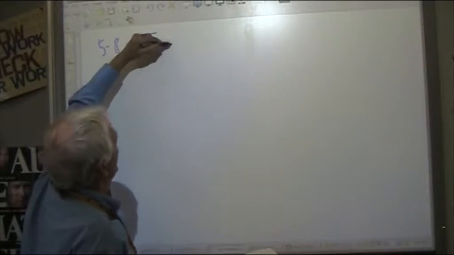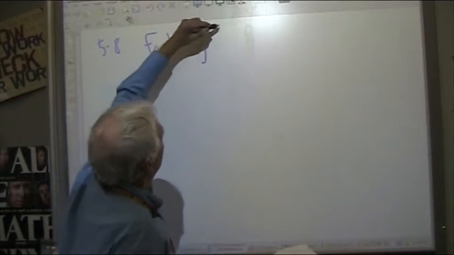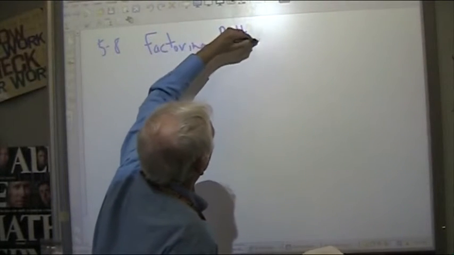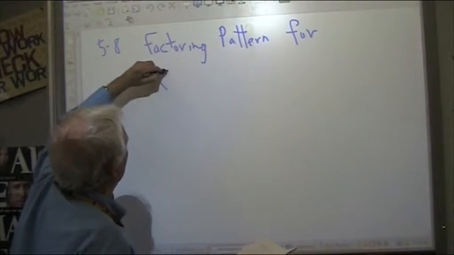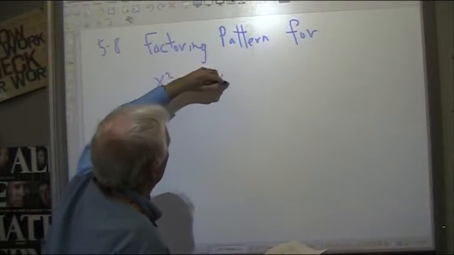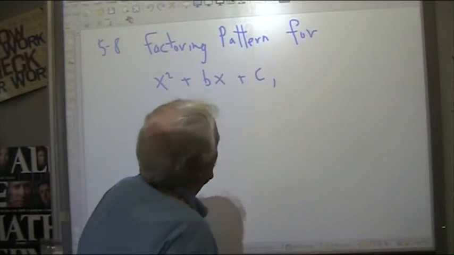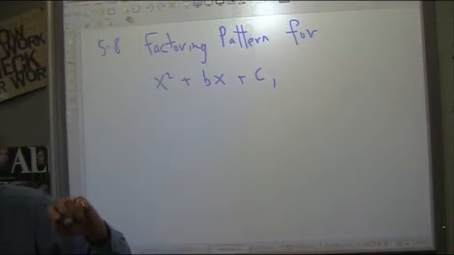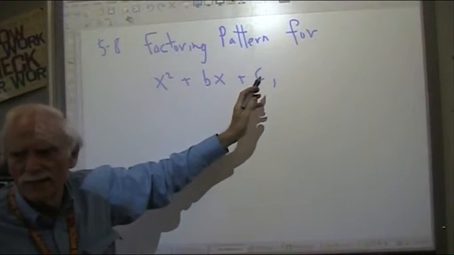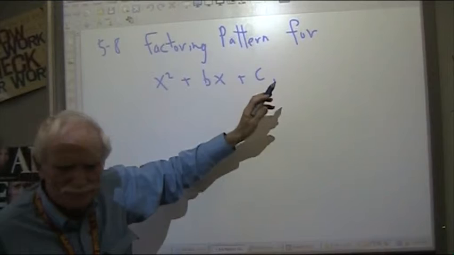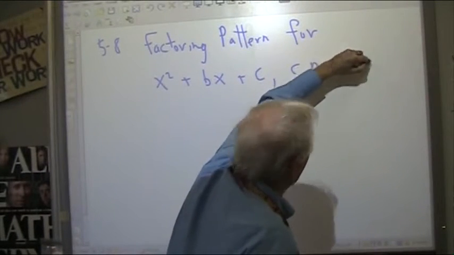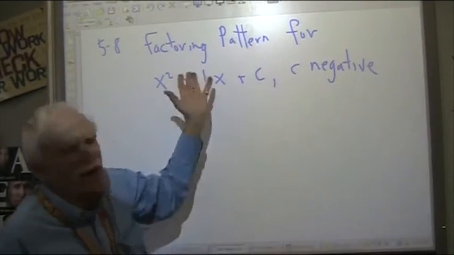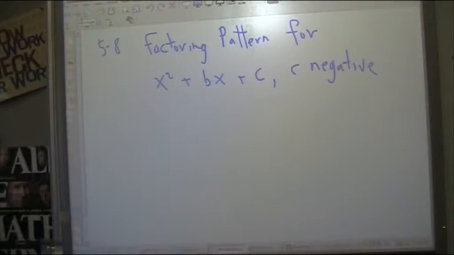here we have 5-8. All right, so the factoring pattern. Okay, x squared plus bx plus c. All right. So ladies, and then it said c negative, right? All right. So ladies, how does this pattern differ from the previous section?